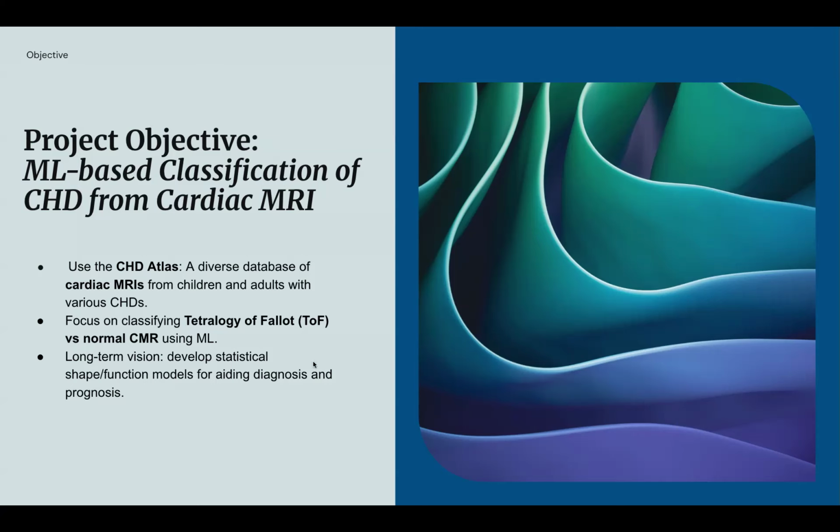We're going to focus on classifying tetralogy of Fallot versus normal CMR, and I'll go into details on why only one CHD for now. The long-term vision would be to include more CHDs, like as Rhea mentioned, there's like 7. Then hopefully we can find some sort of model that can identify subtle changes between a normal heart and a heart with CHD.